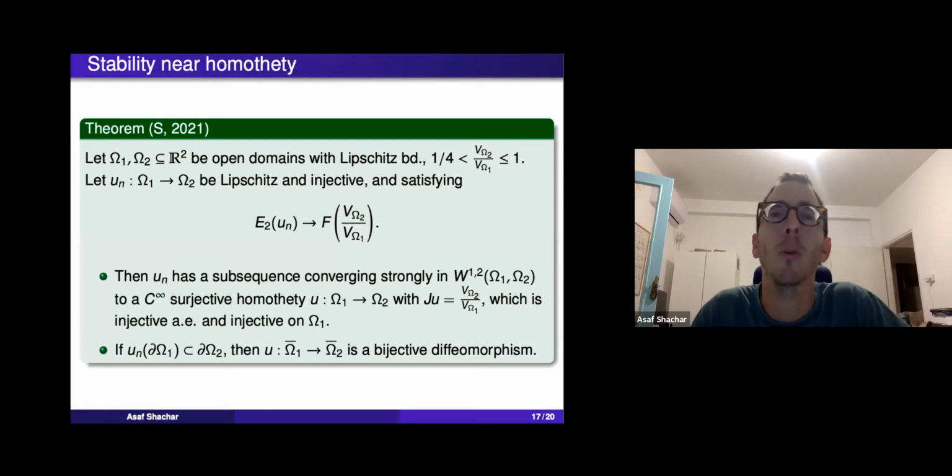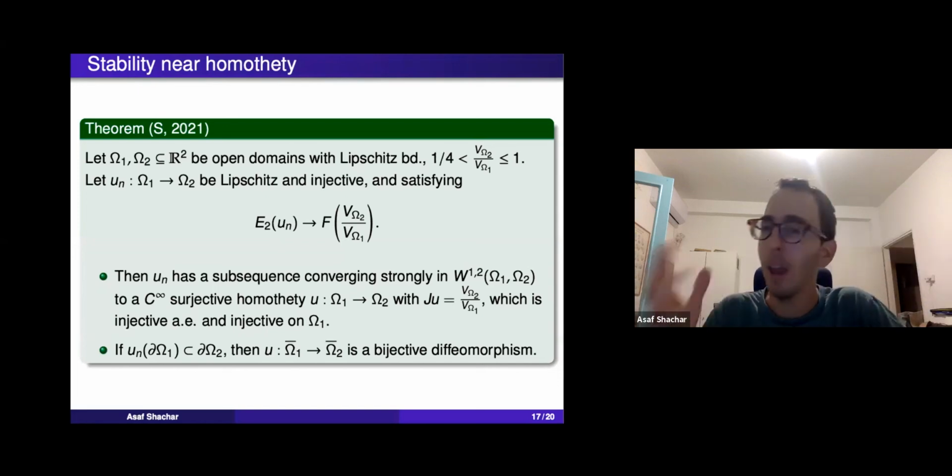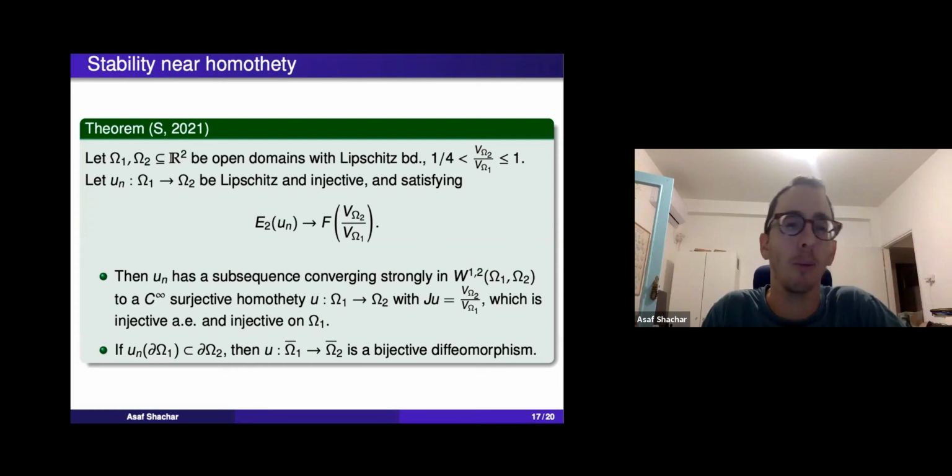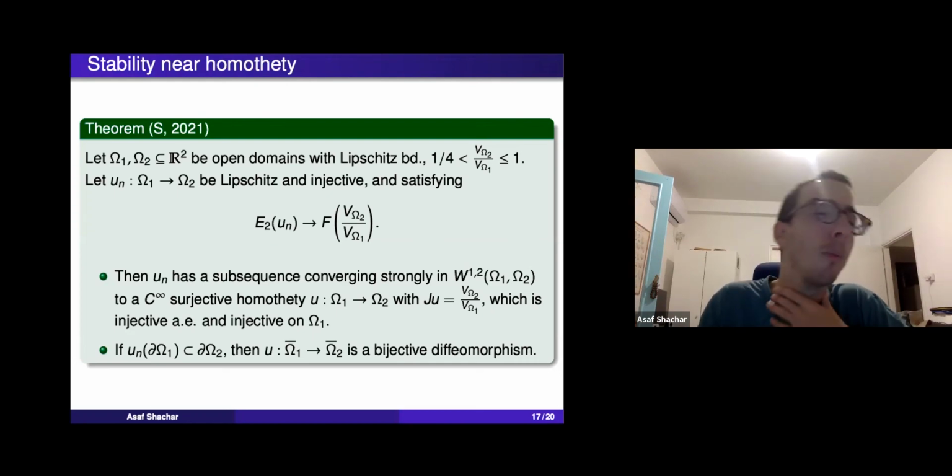U_N has a subsequence converging strongly in W^{1,2} to a C-infinity surjective homothety, which has constant Jacobian, which equals the ratio of areas. It's injective on the interior of Omega_1, and it's injective almost everywhere in the sense of inverse images on the image. And if you add some topological assumptions, like that the maps U_N preserve the boundaries, then in fact the limiting map is a bijective diffeomorphism.